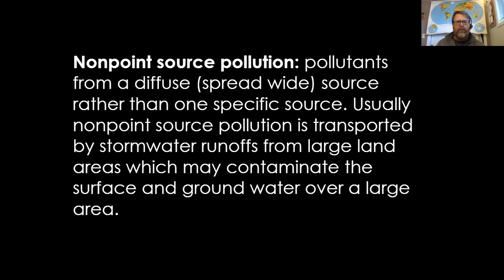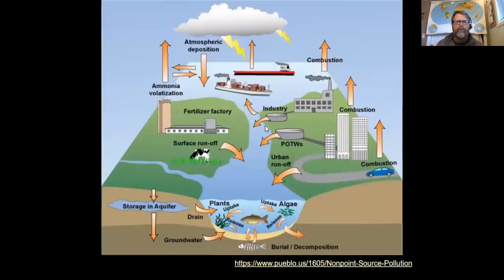Okay, non-point source pollution: the pollutants come from diffuse or widespread sources. Usually non-point source pollution is transported by stormwater. Like I said, we're talking about water again, but it could also be said about air pollution. If we're thinking about agriculture as a non-point source, we can also think about cows, and how you can have a whole lot of cows all over the place, all producing methane and putting that into the air as non-point source pollution.